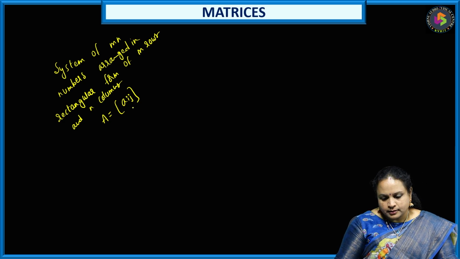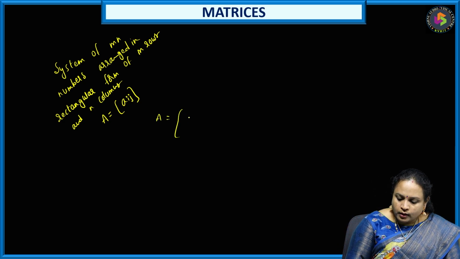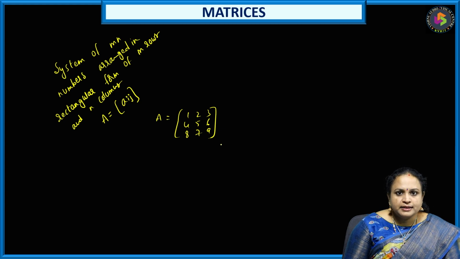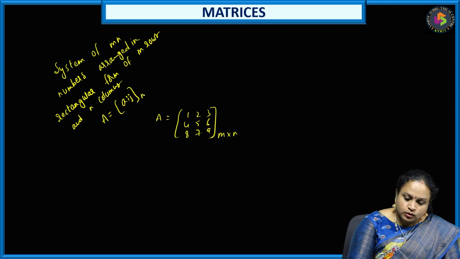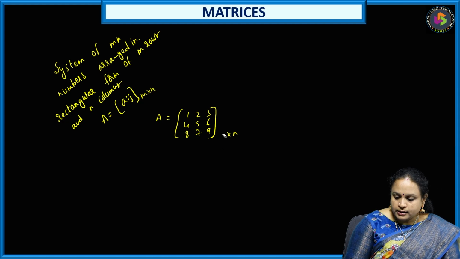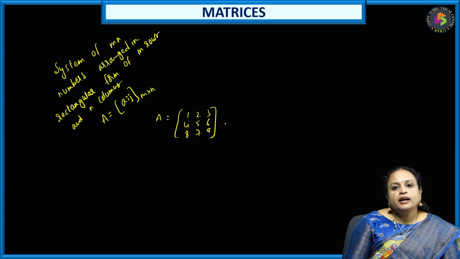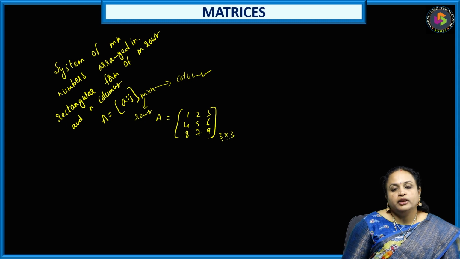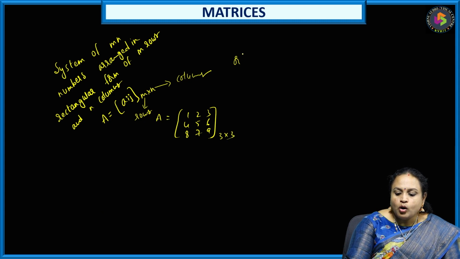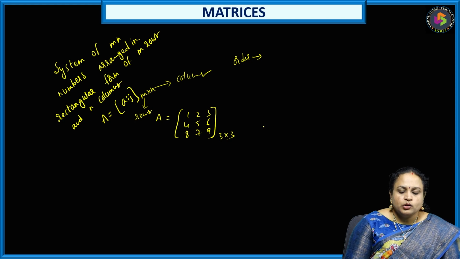Suppose you have a matrix like this. A equal to 1, 2, 3, 4, 5, 6, 8, 7, 9, something like this. So this is a matrix wherein the order of the matrix is given as m by n, where m represents the number of rows and n represents the number of columns of the matrix. So here this is a matrix of order 3 by 3. So what is order of the matrix? Order of the matrix will tell us how many rows and columns are present in any given matrix. So this is a matrix of order 3 by 3.